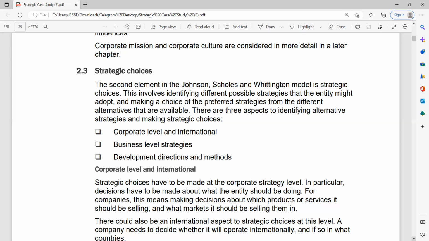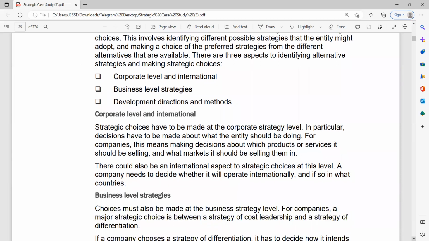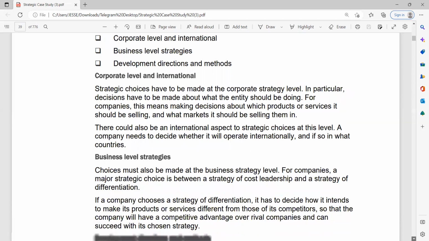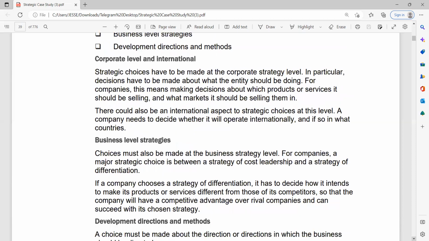Now, what are corporate level strategic choices? These are basically strategic choices that are made at the corporate level. In our previous lecture, we talked about this: corporate, business, and functional strategy. So strategic choices that are made at the corporate strategy level, that is corporate level strategic choices. In particular, decisions have to be made about what the entity should be doing.